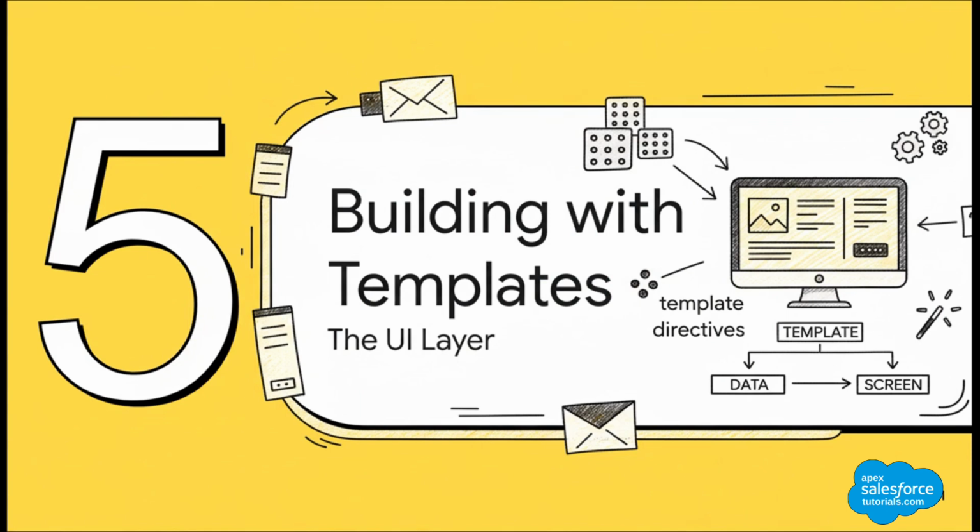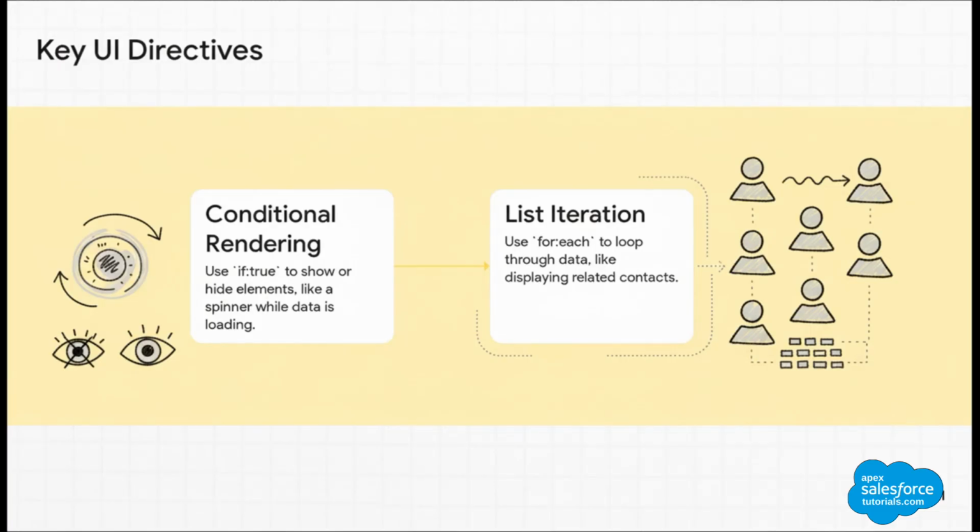All right, for our final section, let's look at the presentation layer. How do we take all this data we have and use it to control what the user actually sees on the screen? We do this with things called template directives. These two directives are the absolute workhorses of LWC templating. Honestly, with just if:true for showing and hiding stuff, and for:each for looping through lists of data, you can build pretty much any dynamic, data-driven user interface you can possibly imagine.